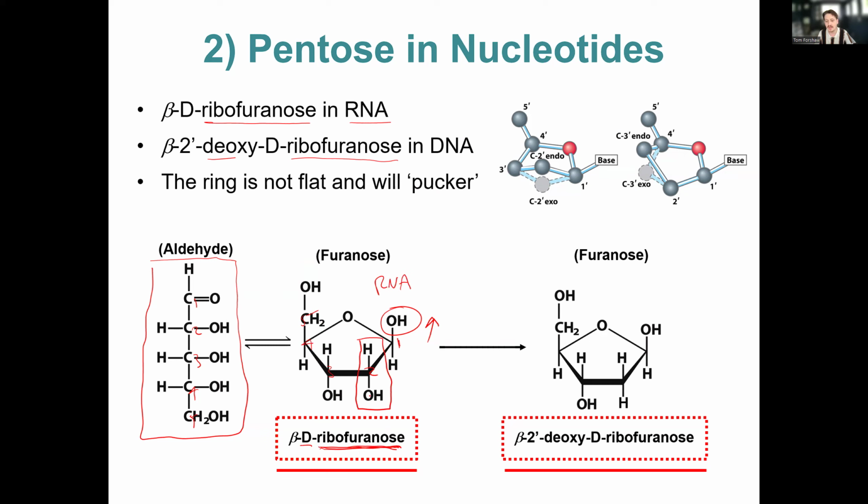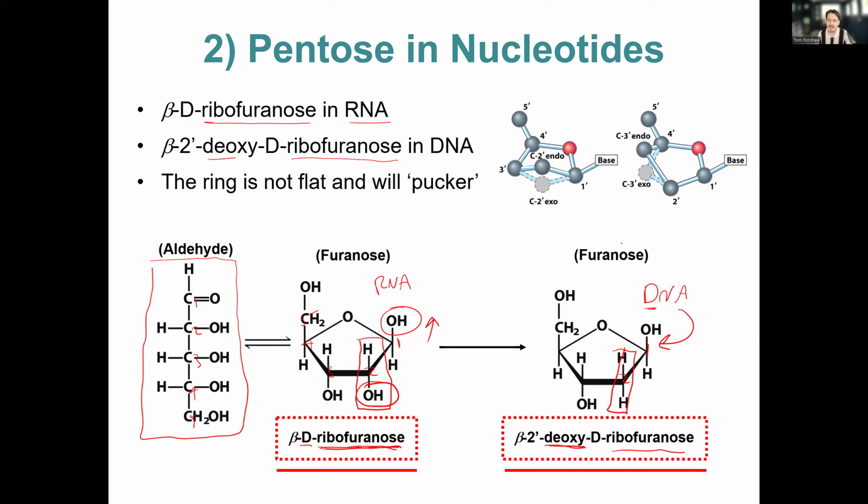Position number 2 has got the OH attached to it. But in deoxyribofuranose, which is for DNA, at position 1, 2, notice we've lost our OH. So this is the difference between DNA and RNA: DNA is deoxyribose nucleic acid. So the nucleotides of deoxyribose nucleic acid are deoxy at position number 2, where it's lost its OH.